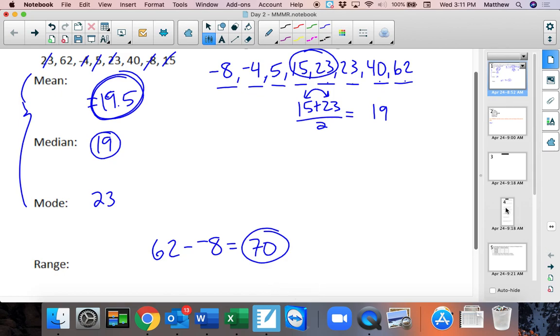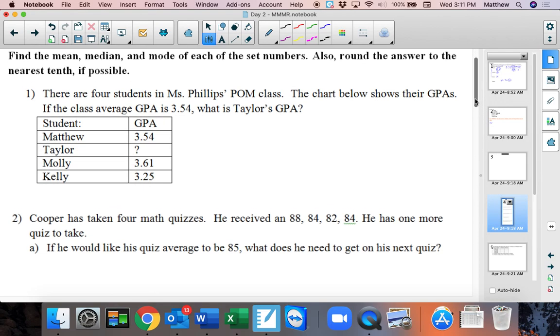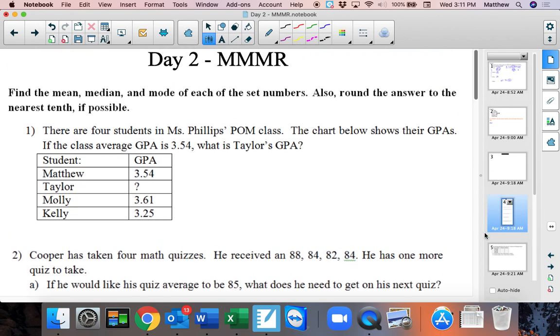Okay, let's look at a couple of examples where we have some real world problems. So again, we're on day 2. If you look at this first problem, it says there are 4 students in Miss Phillips' class. The chart below shows their GPAs. If the average is 3.54, what is Taylor's GPA? So notice how this is a little bit different in that they give us the average. So we know what the average is.